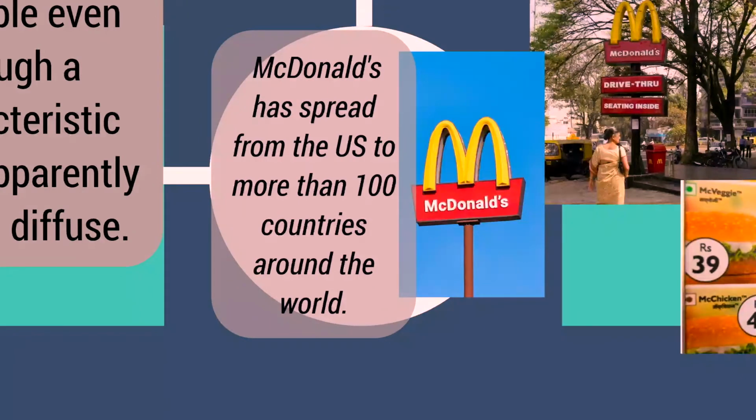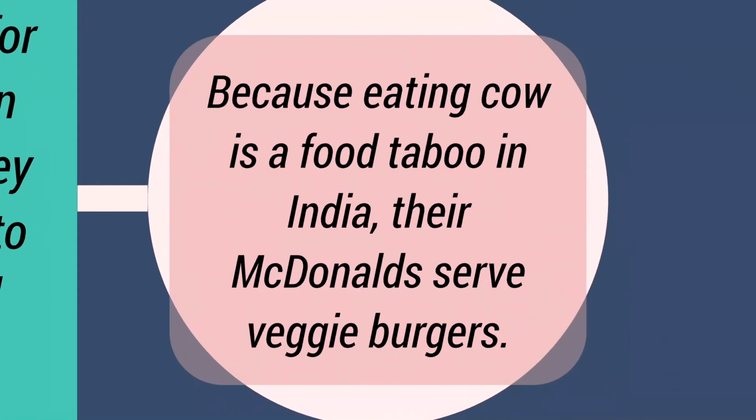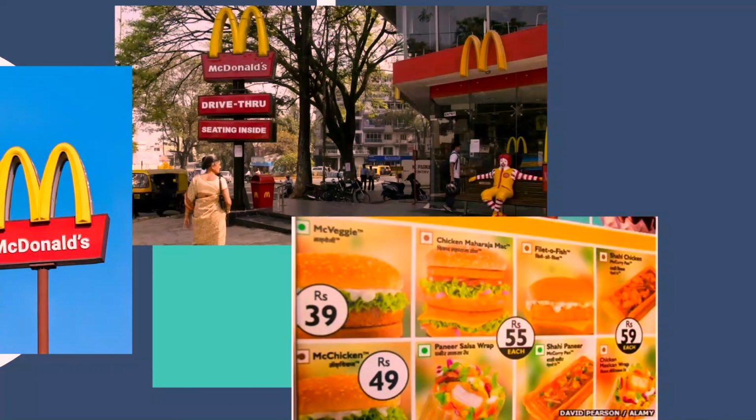McDonald's is another example. McDonald's was created and famous for its cheeseburgers, but it spread to over 100 countries around the world. Although they're famous for burgers, other countries adapt the menu to their local cultural preferences. And we found out in an earlier topic of this unit that eating cow in India is a food taboo. So they still have McDonald's in India, but their McDonald's serve veggie burgers. You can see the McVeggie right there in the top left. We also see a chicken sandwich, different things like that.